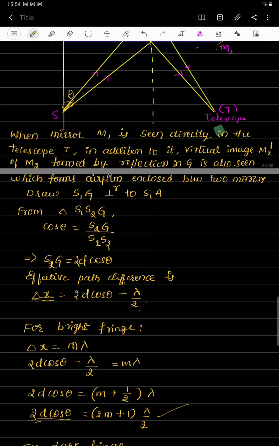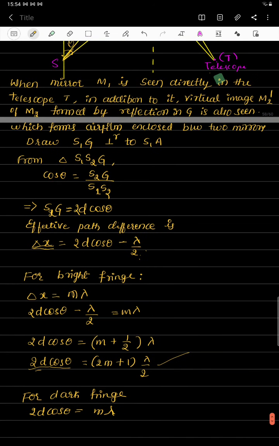Now, continuing for the dark fringe, the condition is that the optical path difference should be equal to 2m plus 1 lambda by 2. Already the optical path difference, 2D cos theta minus lambda by 2, is there, and on the right-hand side 2m plus 1 lambda by 2 is there. If you do the mathematics and simplify that, ultimately you get 2D cos theta is equal to m lambda. This is the condition for the dark fringe, and the earlier one is the condition for the bright fringe in the case of Michelson's interferometer.